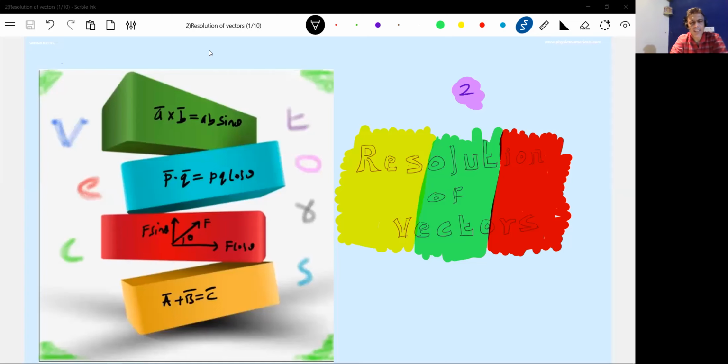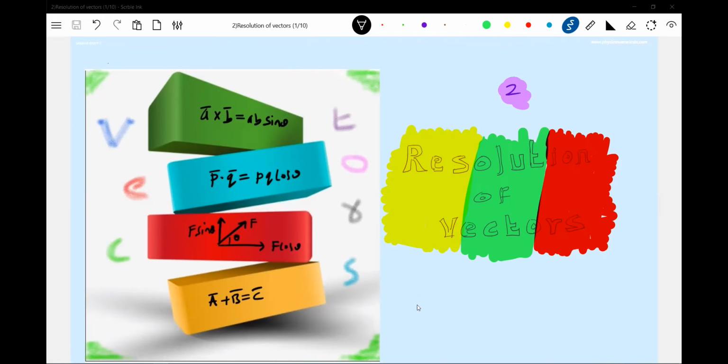Okay, good morning, kids. Once again, today's chapter in the vectors, we are going to discuss the topic resolution of vectors. The resolution word itself, I think we'll try to primarily focus on. What do you mean by resolution? What do you mean by resolving? Many things will come.